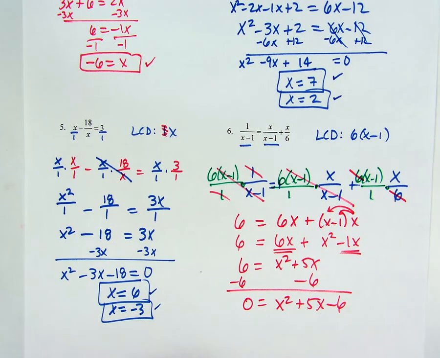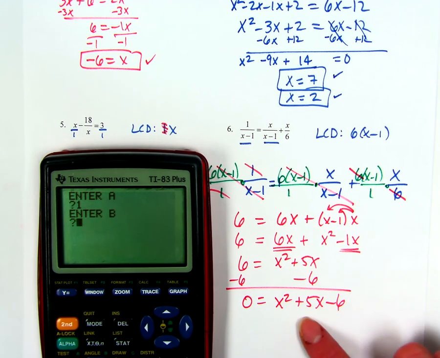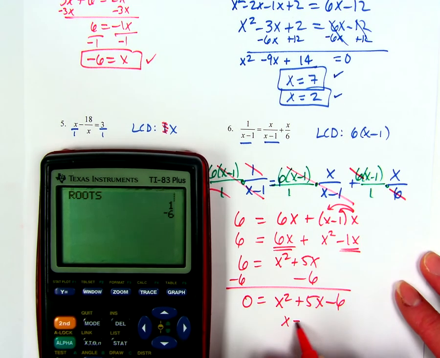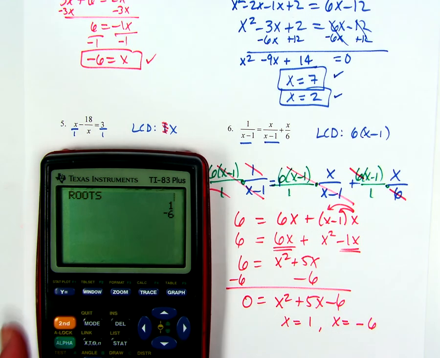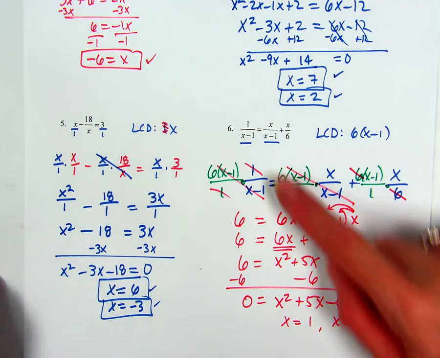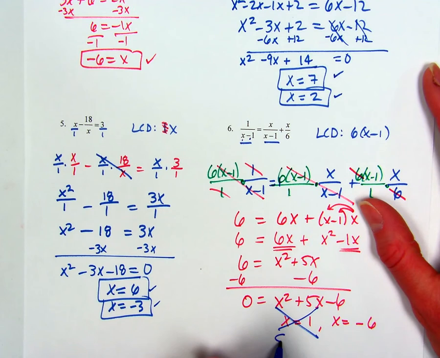All right, and then the last thing I'm going to do is A-quad again. So A is 1, B is 5, and C is negative 6. So I get x to be 1 and negative 6. Now, if you go back and double check, if I put in 1 here, 1 minus 1 gives me 0. So this is actually extraneous.